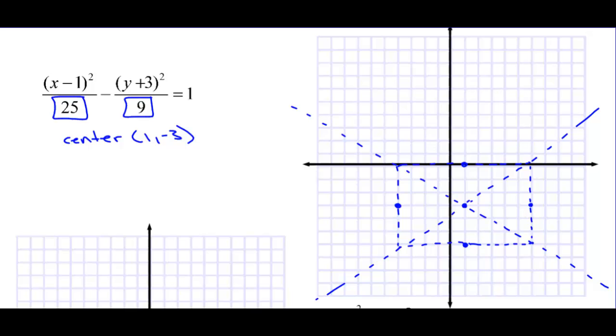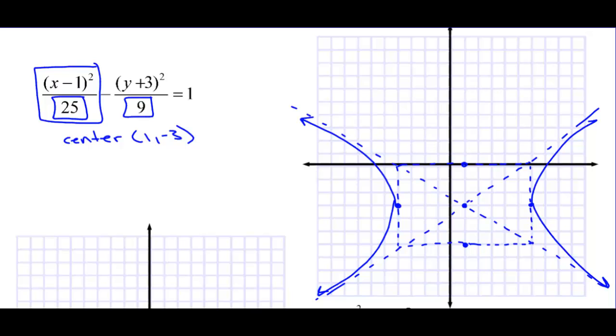And now since x is first, bigger matters on an ellipse, first matters on a hyperbola. Because x is first, this is a right and left hyperbola, a horizontal one. If y was first, then I'd be drawing this up and down. So this one goes right and left. And we were just asked to graph it. That's it right there.